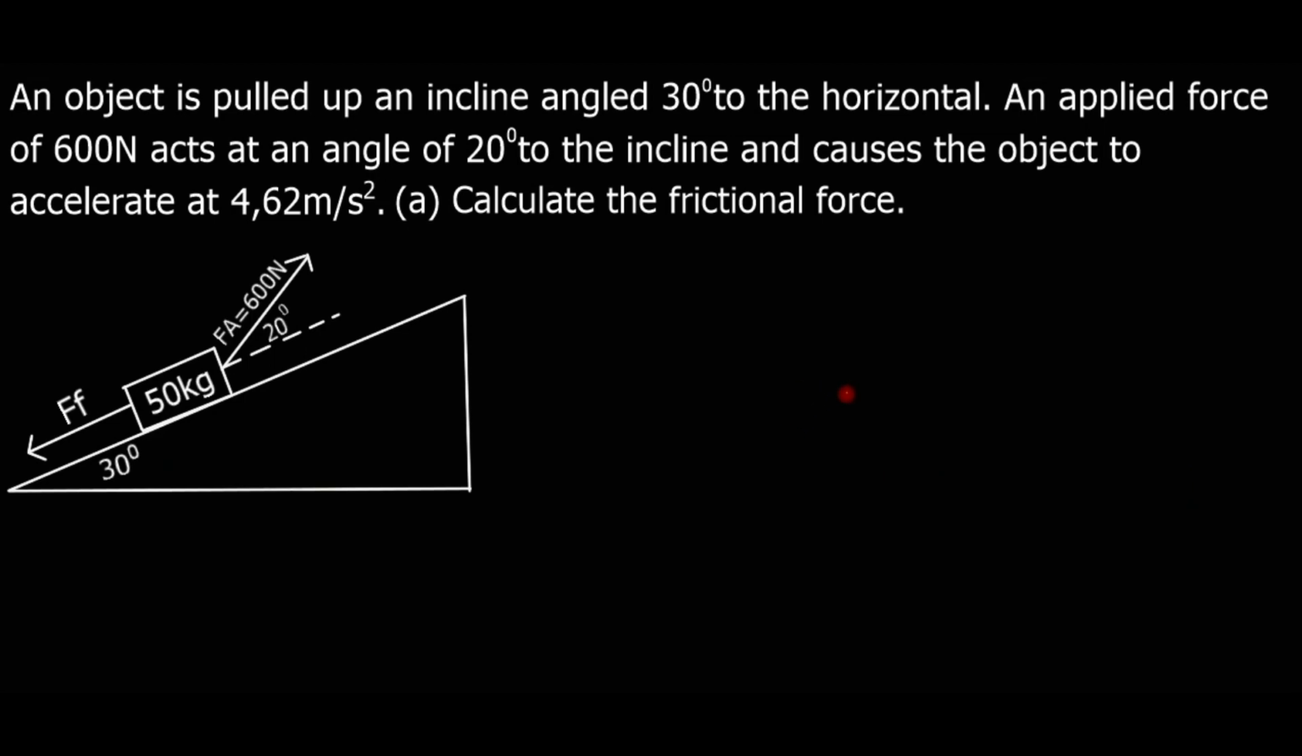This one re an object is pulled up an incline angled 30 degrees to the horizontal. An applied force of 600 newtons acts at an angle of 20 degrees to the incline and causes the object to accelerate at 4.62 meters per square seconds. Calculate the frictional force.